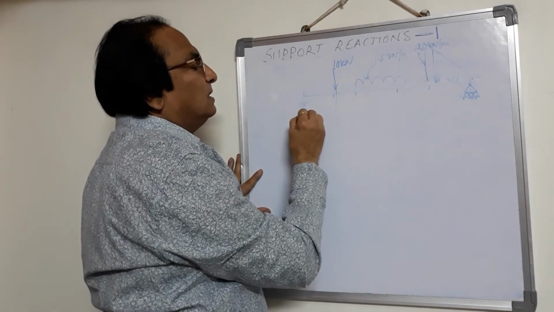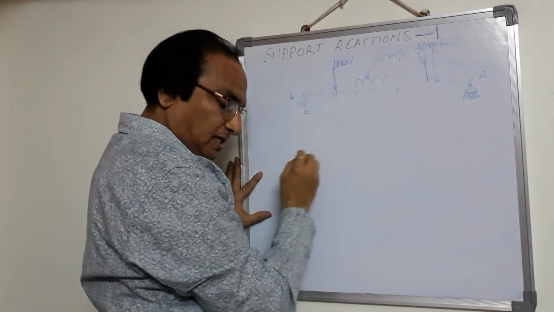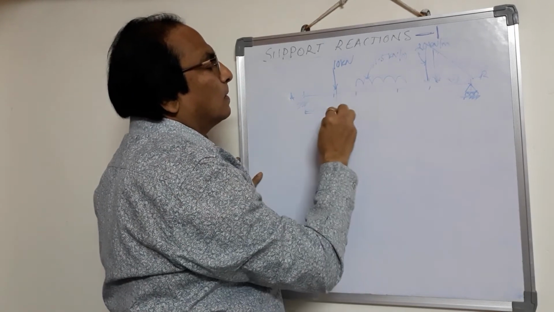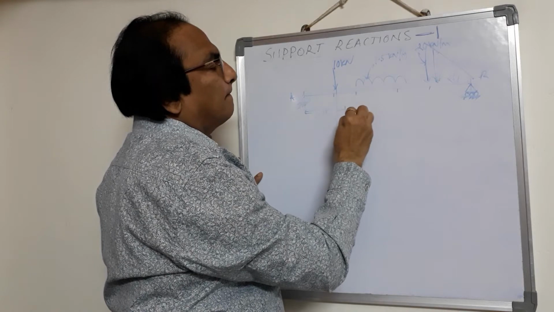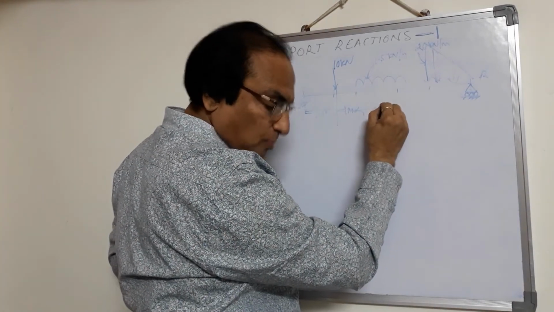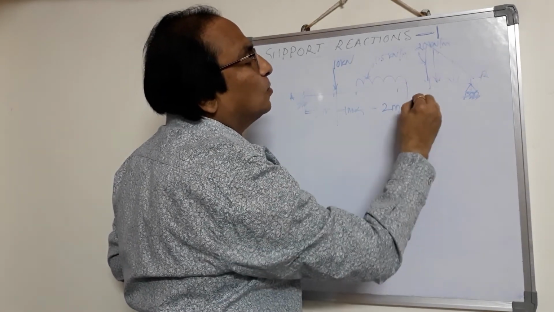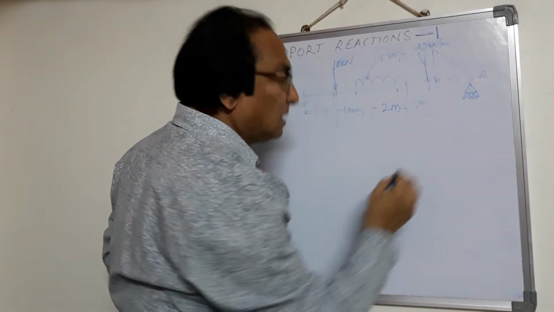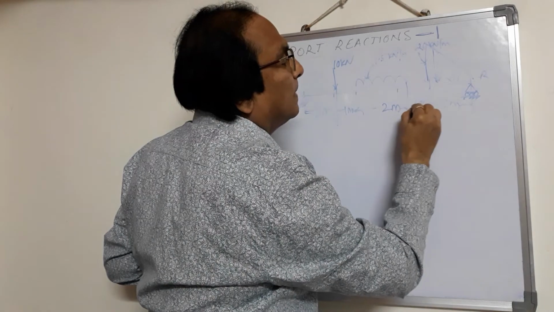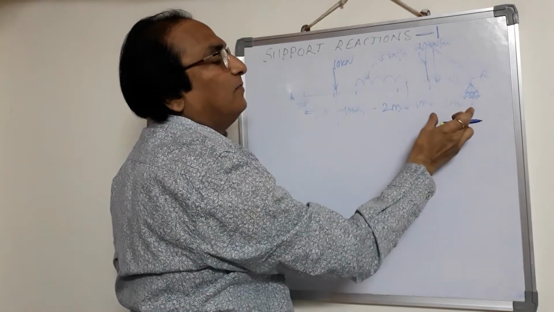Now let us come to the distances. Suppose this is A, this is B. The distances here are 2 meter, 1 meter, 3 meter, 2 meter. This is 1 meter, and the remaining is 3 meters. Means this UDL is acting for 2 meters and this UVL is acting for 3 meters.